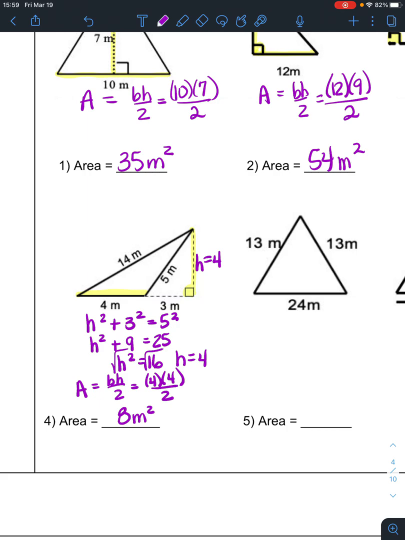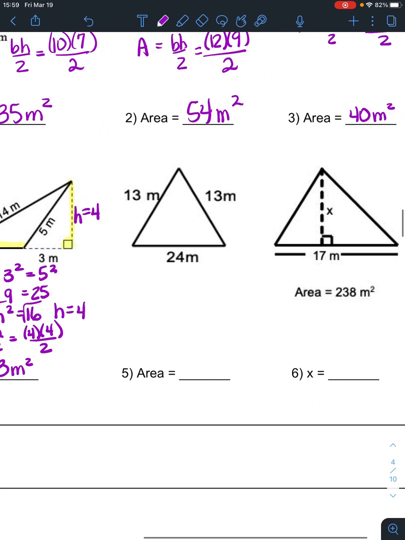Now, we talked about a 3, 4, 5 before, right? Those 3, 4, 5 triangles, that's that Pythagorean triple. So if you knew your triples, then you didn't even have to do Pythagorean theorem. You could just put a 4 there and be done. This next one's going to be important in that same way.